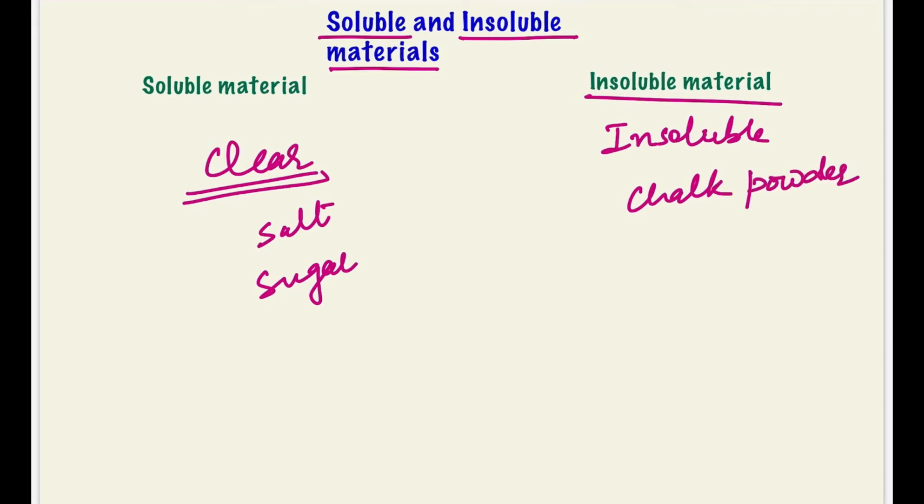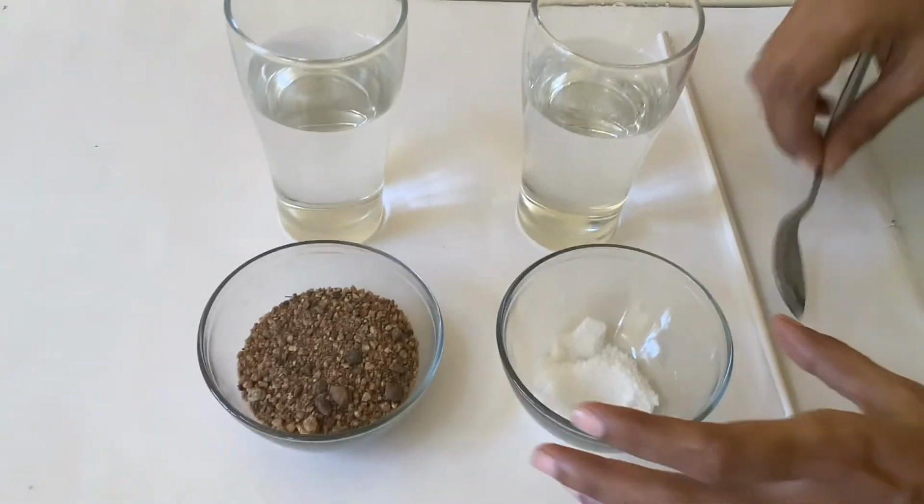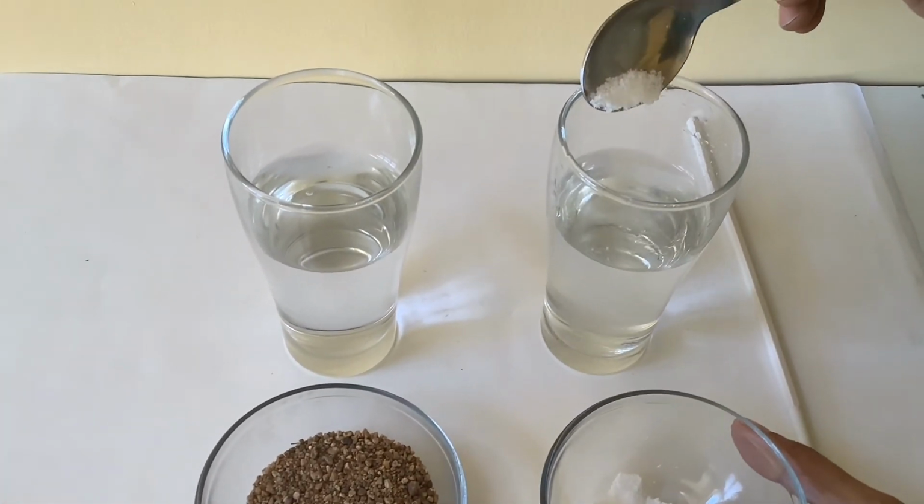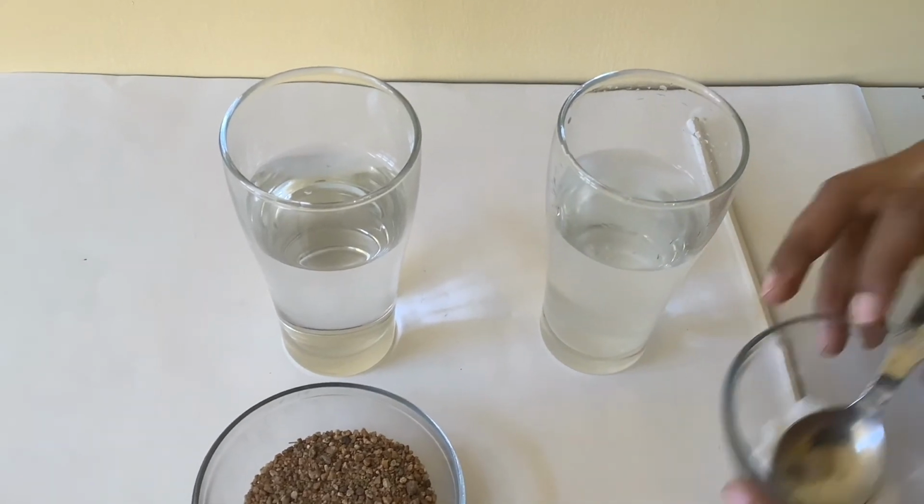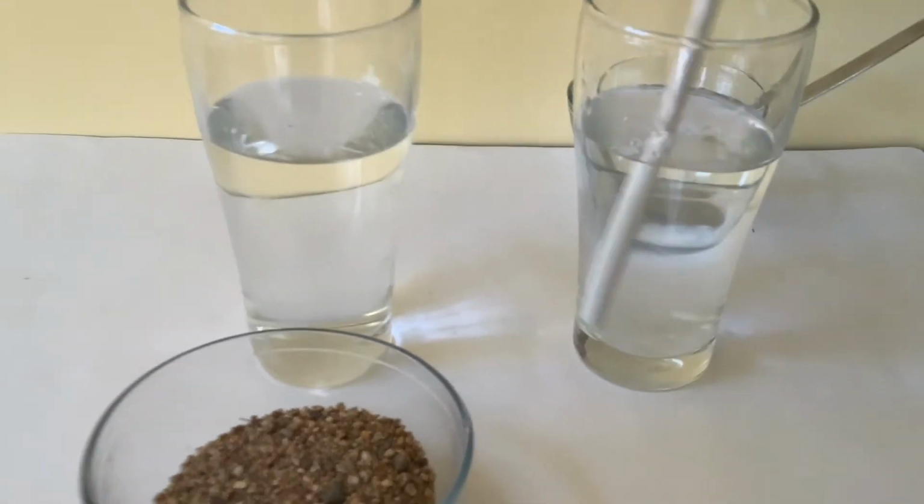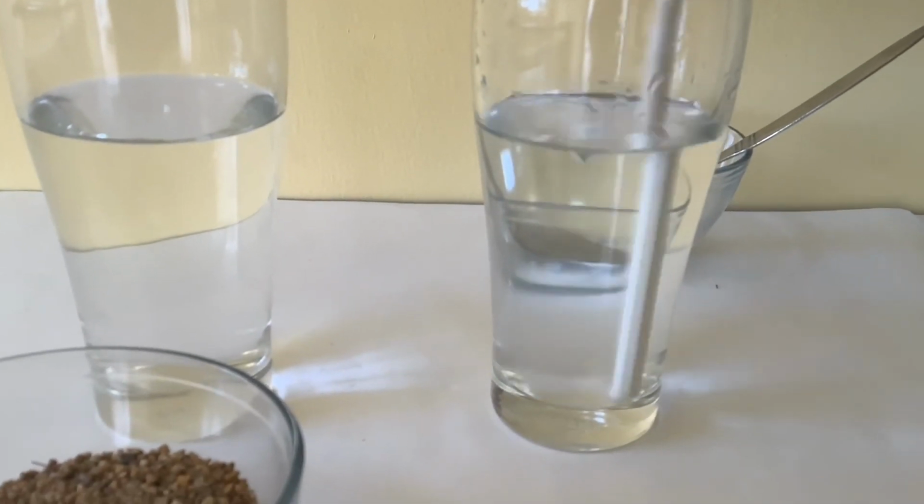So this activity we can see at home also. So let's see how to do it. Now in this activity I took 2 glasses of water, some salt and sand. Now I am adding salt to the glass of water. Now I will stir it. With this activity you can learn two properties. One is floating and sinking and the other one is solubility and insolubility.